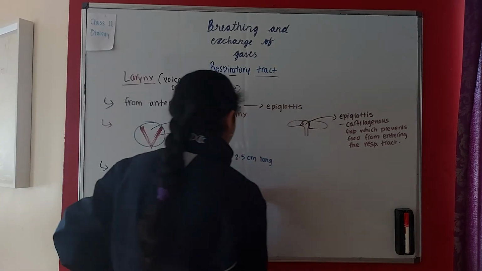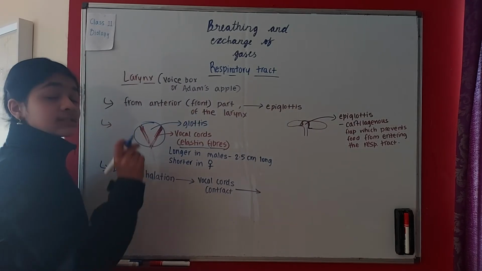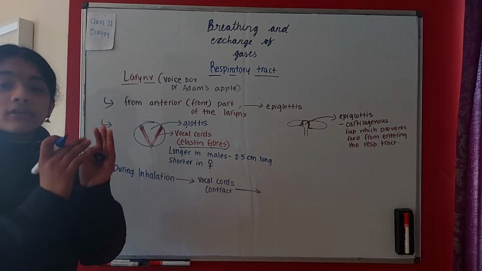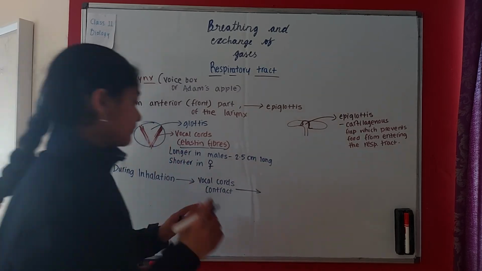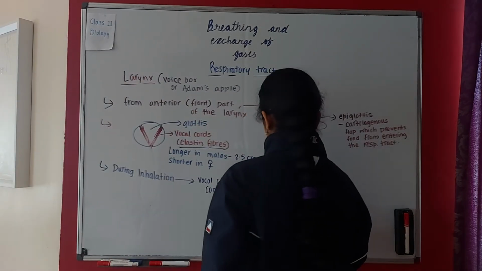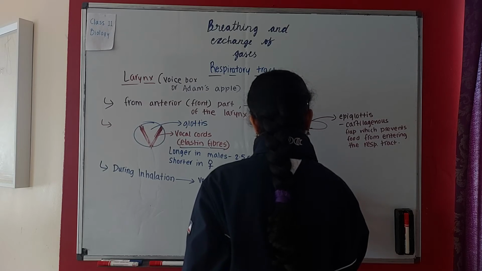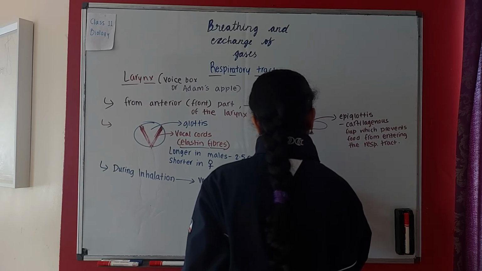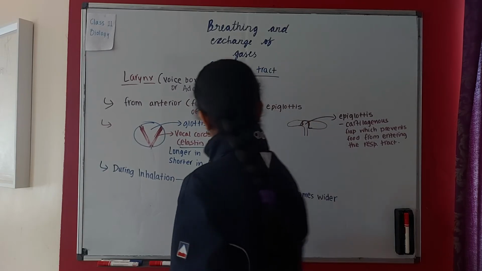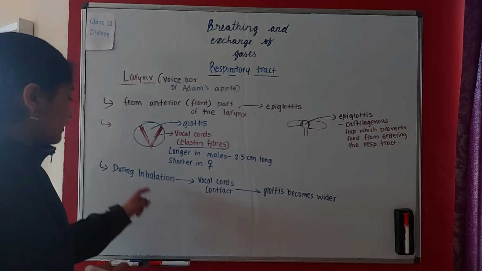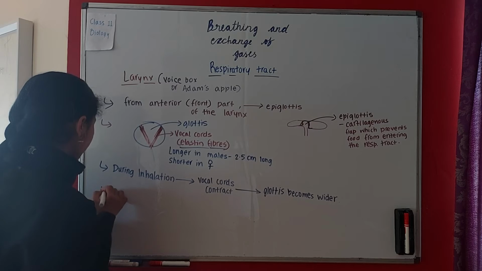So the vocal cords contract. Then what happens? The glottis, which is the space between the two vocal cords, becomes wider. If this is the glottis, the glottis becomes a bit wider because the vocal cords are contracting. This is what happens in normal inhalation. Now let's come to exhalation.